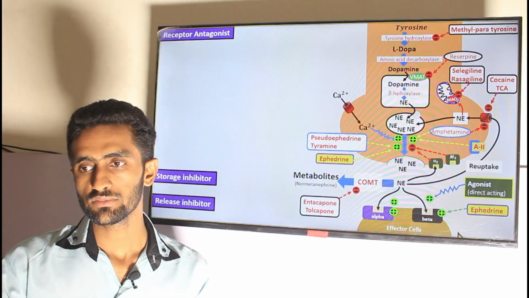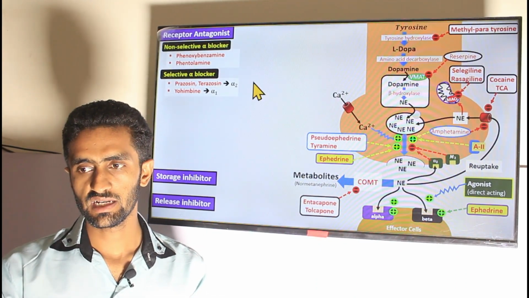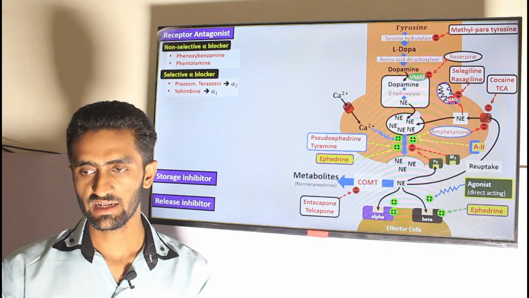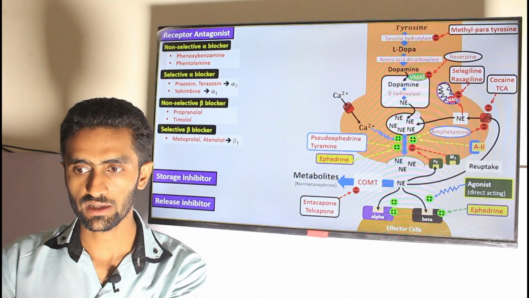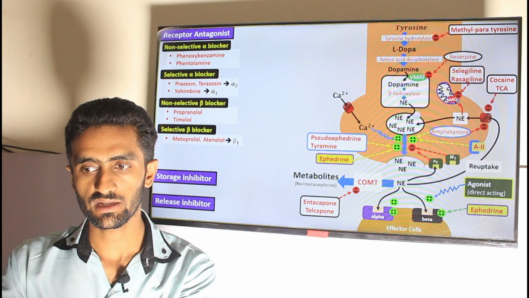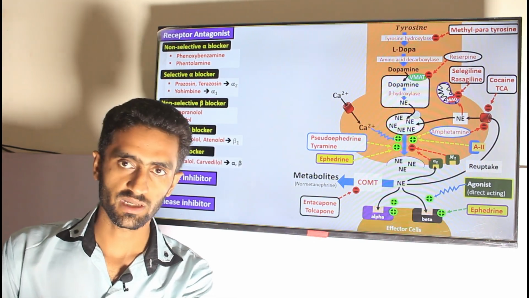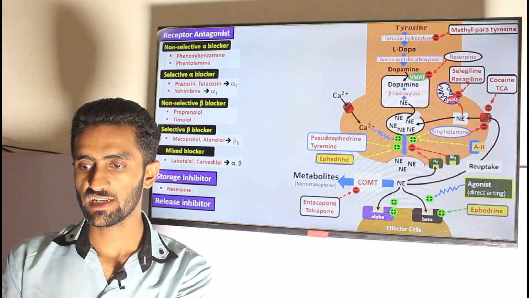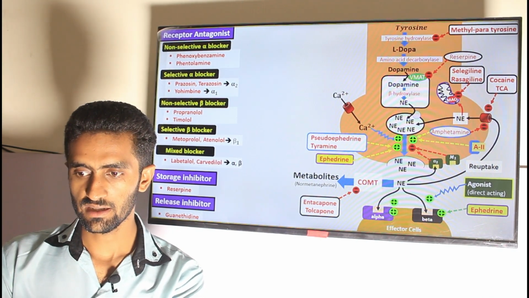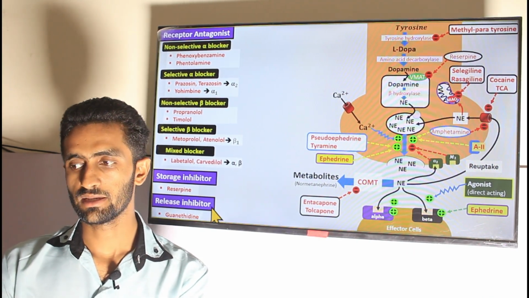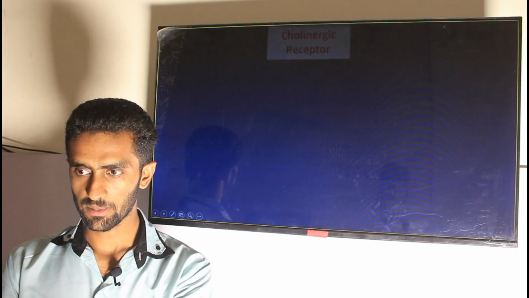Okay. So the antagonists: non-selective alpha blocker and selective alpha 1 blocker. Similarly, non-selective beta blocker, selective beta blocker, mixed blocker both alpha and beta, and the storage inhibitors, reserpine and guanethidine. These are the release inhibitors. Okay. So we will discuss them in the upcoming lectures.